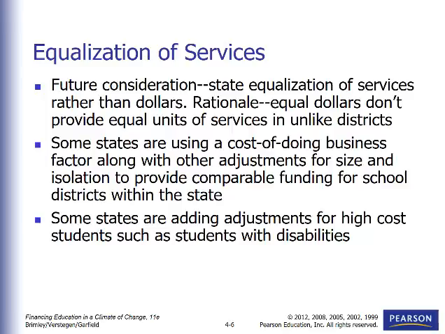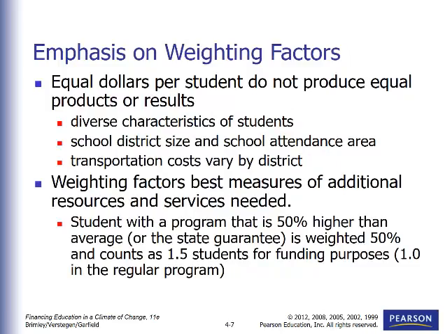That's the idea there. Some states are adding adjustments for high-cost students, such as students with disabilities. And most states have those types of weighting factors. So let's talk about weighting factors. We know that equal dollars per student do not produce equal products or results. And that's an issue that you as an administrator, future administrator, I would encourage you: we are not producing widgets. We don't have the same input, and we're not going to have the same output. Whatever our input is, we have goals, minimum goals we want our output to be at, but the output is not going to be the same.